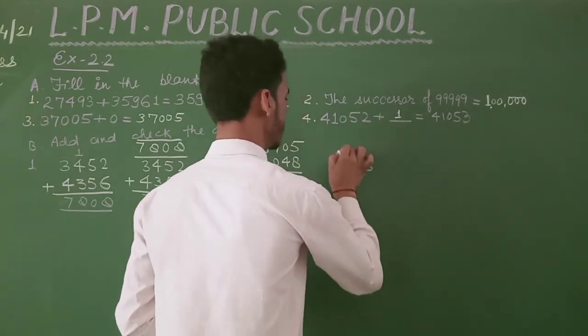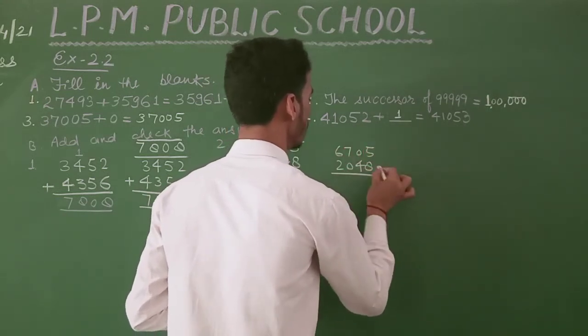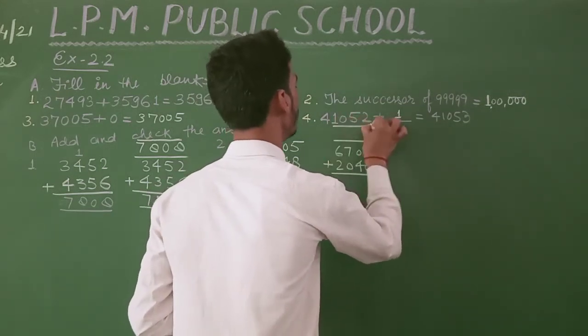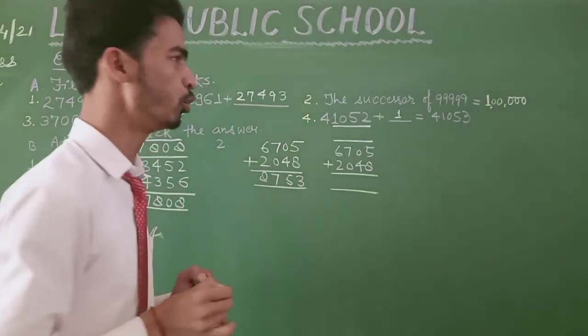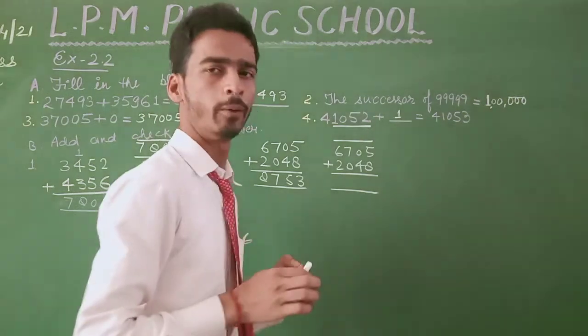2048 plus 6705. Let's add it. When we add, we have to add them from both sides, and both answers should be the same. Okay, both sums should be the same.